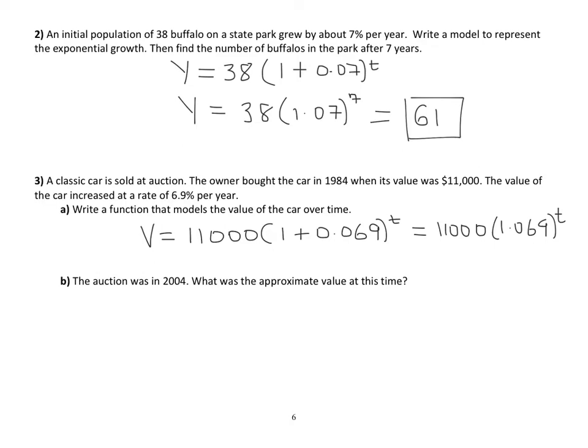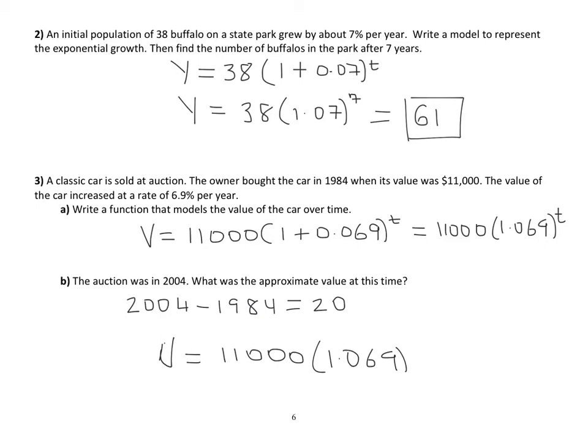So I need, see, t represents the number of years since then. So I'm going to do 2004 minus 1984, so that I'll know how much time has passed. So that's 20 years. And remember, it is appreciating per year at 6.9%. So now the value of the car is given by the model, 11,000 times 1.069 raised to power 20, and this is going to be 41,777.92, and that's some decent amount.